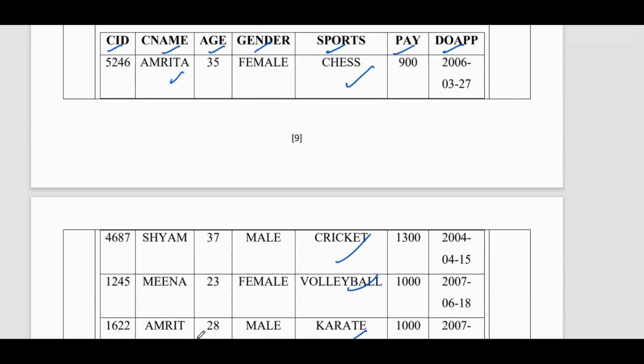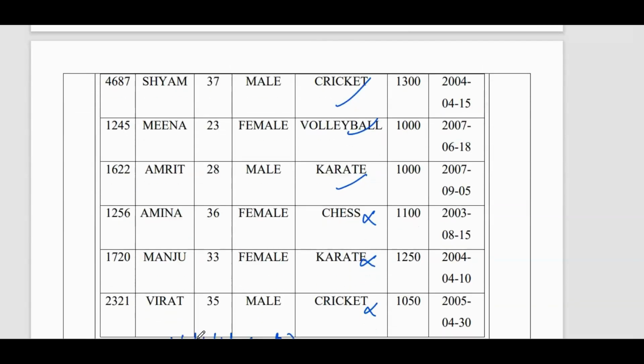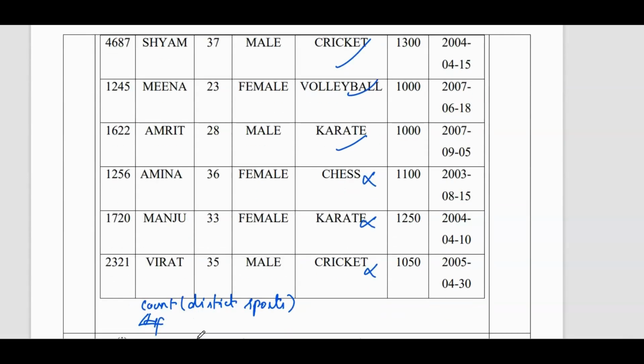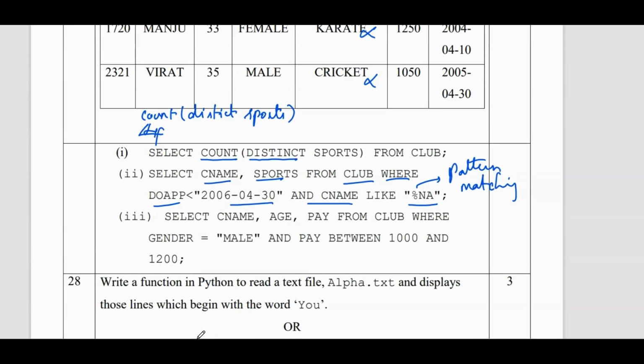Let us see what are the names which are ending with NA. So this is Amrita, this will not come. Then Shyam, Meena. So Meena is ending with NA. Then after that Amrit, then Amina. So this Amina is also ending with NA. Manju and Virat will not come. So under these two, let us see the condition.